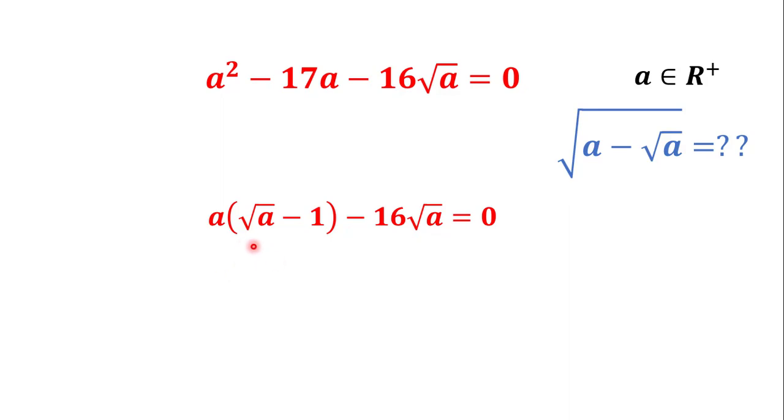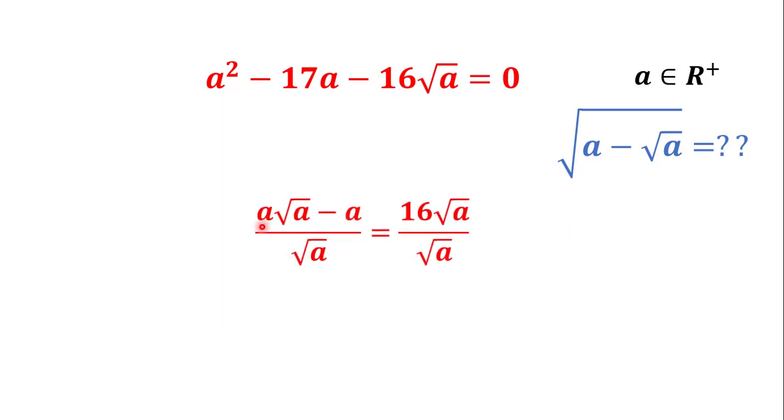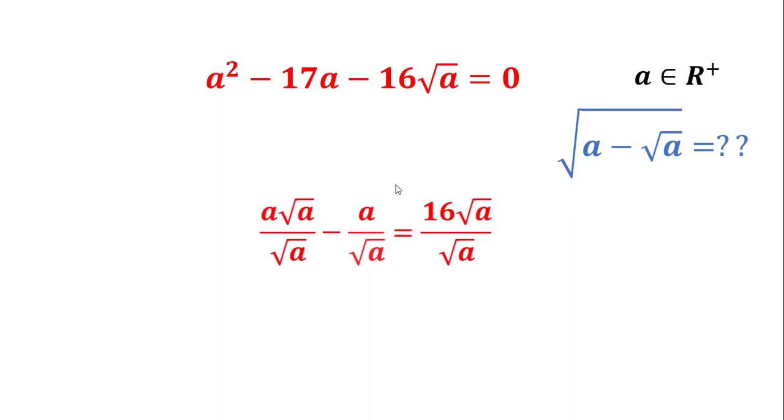Now we can multiply radical of a minus 1 by a and move these terms to the right hand side. We can divide both sides by radical of a because a cannot be equal to 0. A radical a over radical a minus a over radical a equals 16 times radical of a over radical a.